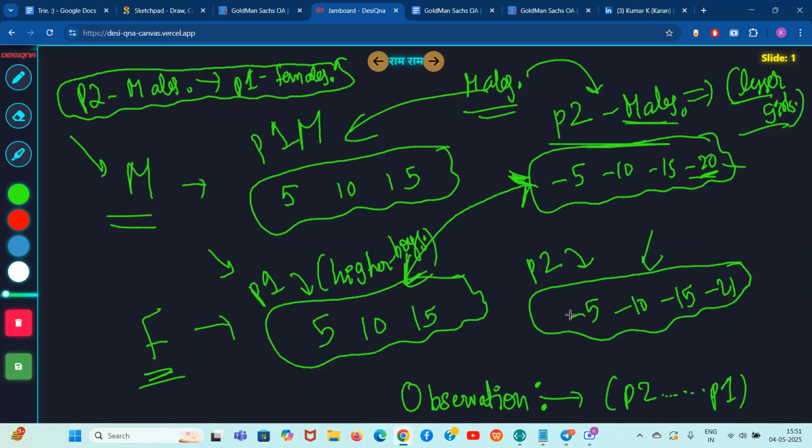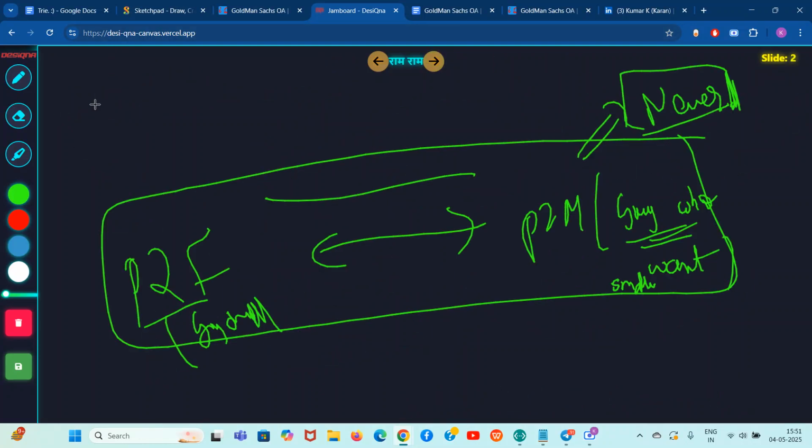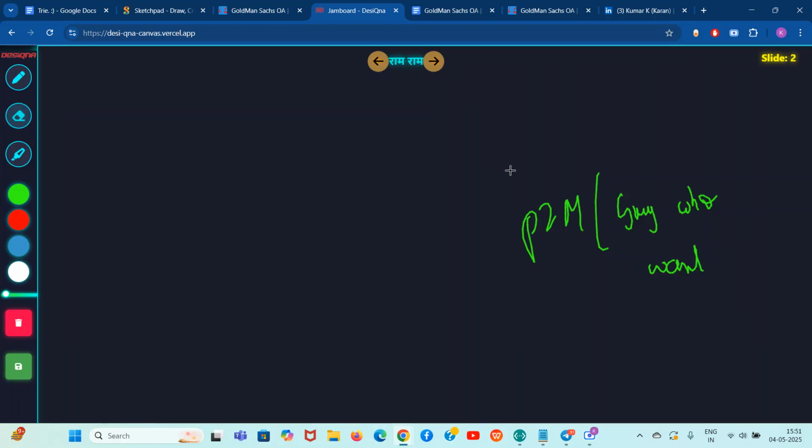And I will sort all the four arrays. I will get four arrays, right? One positive of M, negative of M, positive of F, negative of F. Sort all four of them. Now let's apply the algorithm for P2M and P1F. P2M and P1F. We need to apply the algorithm of P2F, P2M and P1F. Okay.